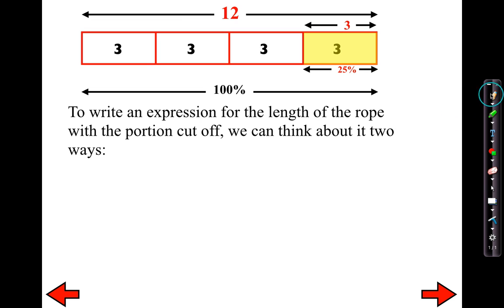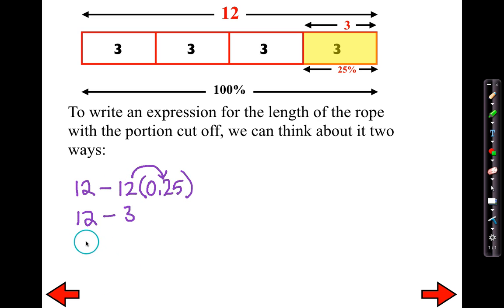So the very first way, we're going to take 12, because that's what happened. We took the whole length of 12 and we subtracted the 25% of 12. So we basically took 12 again and multiplied it by 25%. From there, you can distribute this negative 12 or multiply it, whichever way you want to think of it. It's the same thing. You would end up having 12 minus 3, because 1/4 of 12 is 3, which gives us 9 feet. So this is one option.